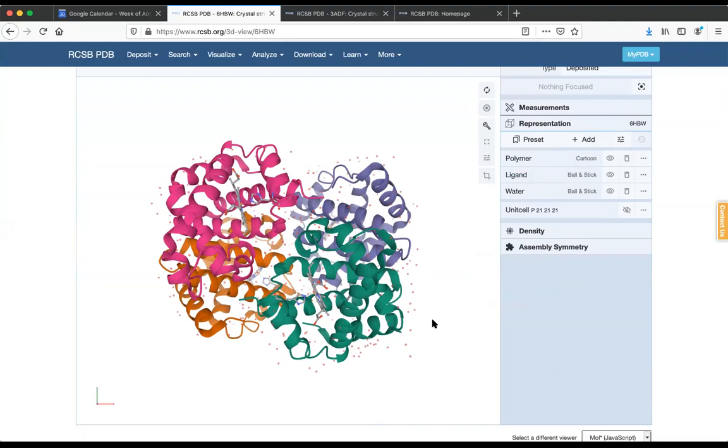Couple of things right off the bat. Number one, you see that there's 4 different colors on the screen. That's actually the quaternary structure. That means how many bits and pieces of different proteins come together to make one protein. We'll get there, right?